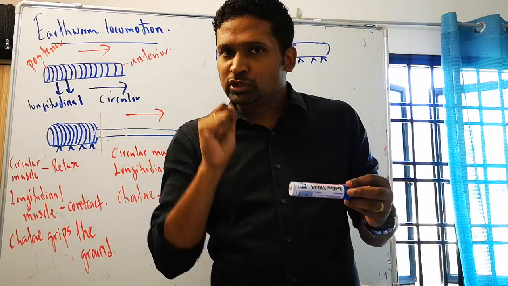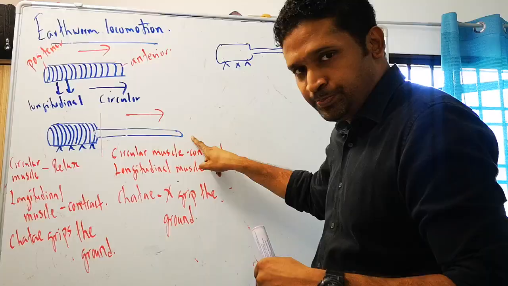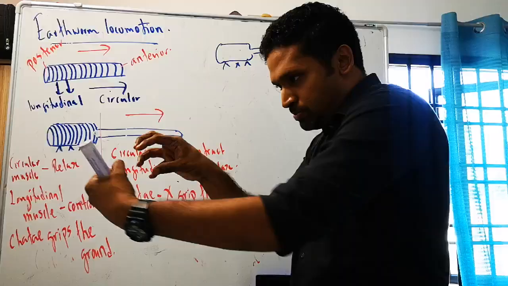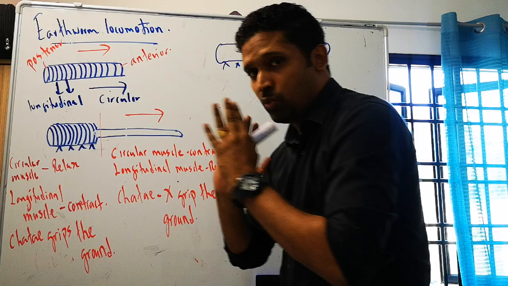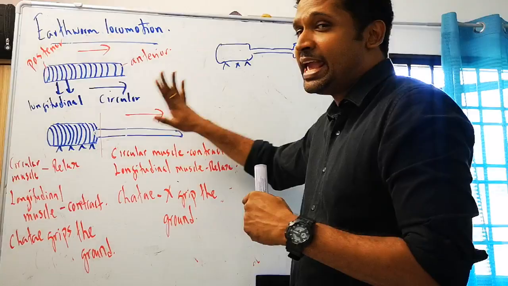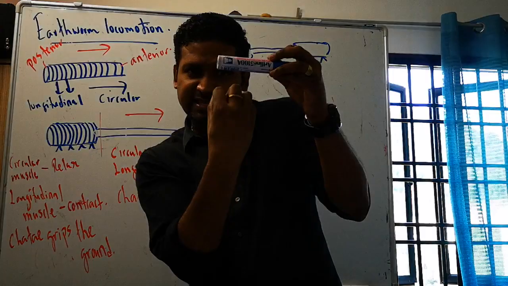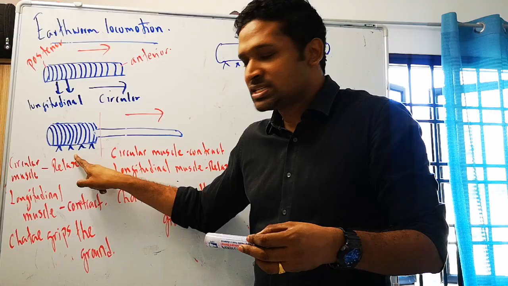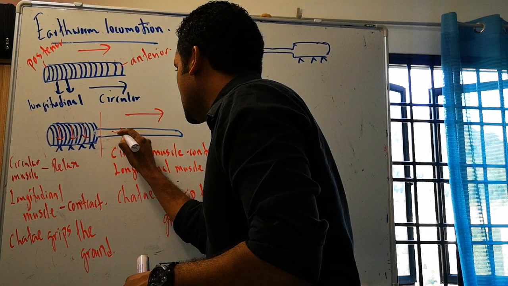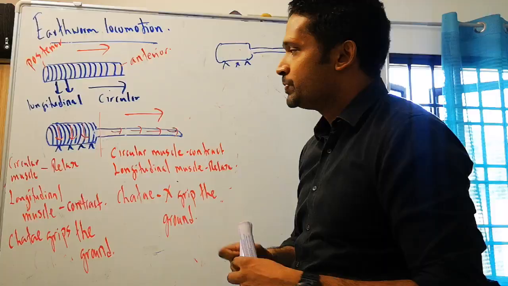One more thing, when the front part is moving forward, what muscle contracts? Circular muscle contracts. So circular muscle pulls and enables the body to go forward. At the same time, the longitudinal muscle will relax at this area. Now come to the back part, they must give it some anchoring and make it more stable. Circular muscles will relax and longitudinal muscles will contract. Longitudinal muscles push this way, downwards. Circular muscles contract this way, so circular muscles pull the body forward.